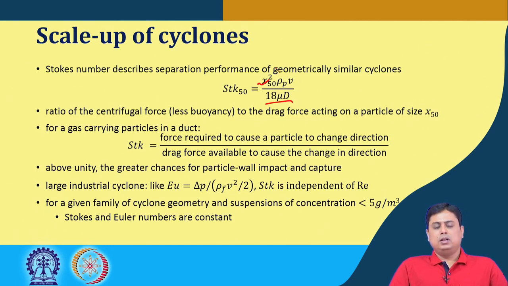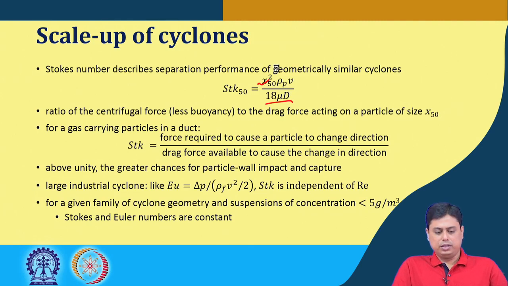So, once again, the Stokes number describes the separation performance of geometrically similar cyclones. It is defined as a ratio of centrifugal force and the drag force that is acting on a particle of equiprobable cut size, that is x50. If this number is higher or more than unity, then there are chances of particle-wall collision or impact, and the particle can be captured.